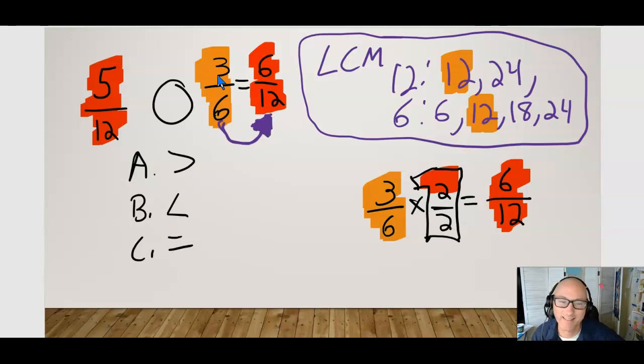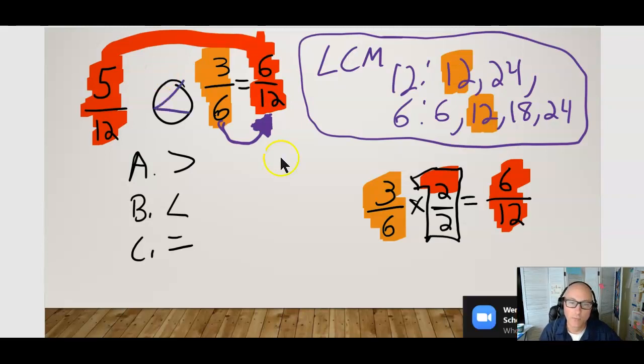Okay, so now let's compare the apple to apples. Let's compare this 5/12 apple to this 6/12 apple, and which one is more? Well, you guessed it. It goes this way. Next one. Try this one on your own and see what you get.